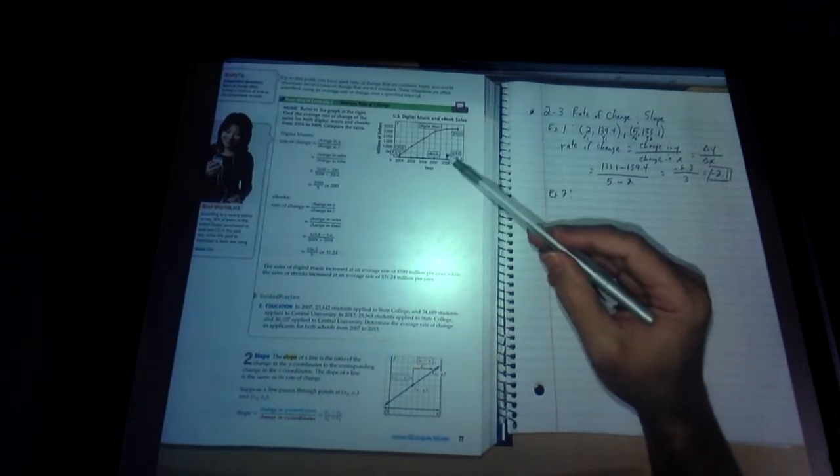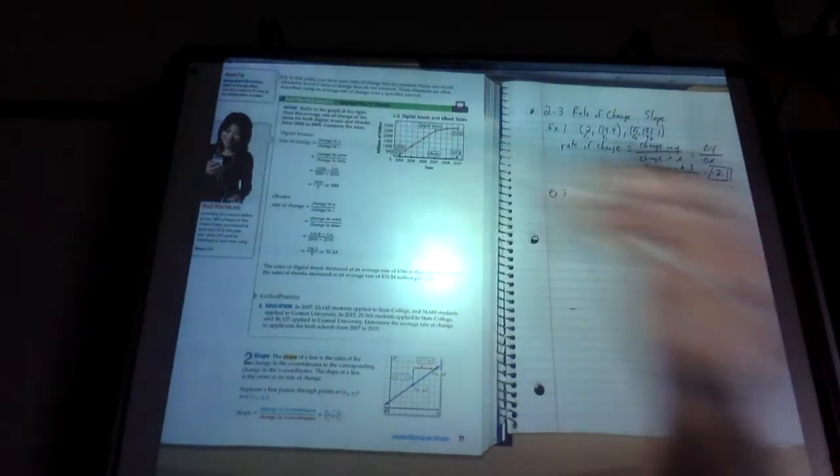Here's what it says. It says, refer to this graph at the right. Find the average rate of change of the sales for both digital music and ebooks from 2004 to 2009, and we're going to compare those rates.